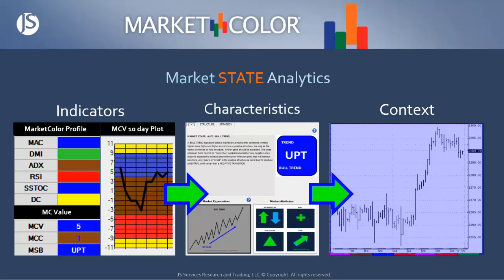JSServices Market State Analytics are a quantitative indicator whose design is to identify the characteristics of the market state to present the context of the current condition. Not a subjective forecast model of what may be, but rather an objective fact of what is. This fact foundation provides the basis to create a more systematic execution of a trade plan and a sustainable approach.